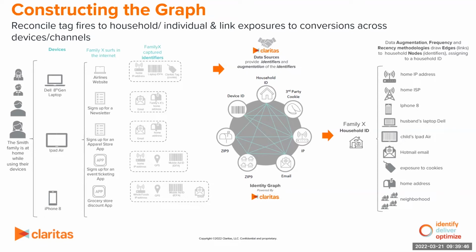Also, Claritas has invested heavily in the development of a truth set panel to use in validation. Hundreds of thousands of online user surveys verify graph assignments of household insights against actual reported data. These surveys are also tracked with a pixel, allowing us to compare against our known home IP address database to validate our household to IP assignments.